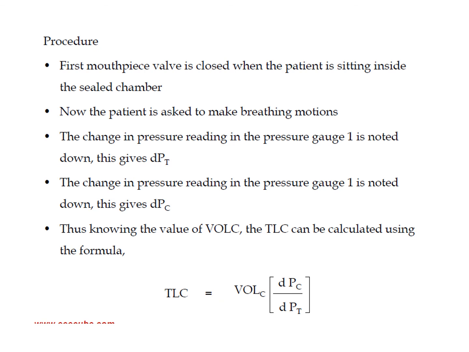Procedure. First, the mouthpiece valve is closed and the patient is sitting inside the sealed chamber. Now the patient is asked to make a breathing motion. The change in the pressure reading in pressure gauge 1 is noted down. This gives dPt. The change in pressure reading in pressure gauge 2 is noted down. This gives dPc. Thus, knowing the chamber volume Vc, the TLC can be calculated using this formula: TLC equals chamber volume Vc times the change in the chamber pressure dPc by the change in thorax pressure dPt.